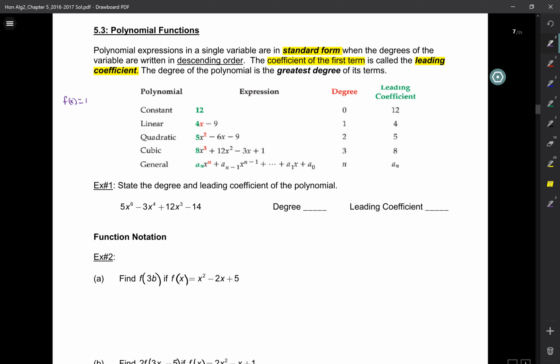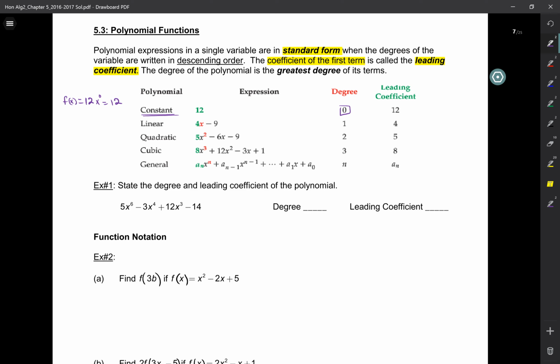f of x is equal to 12x to the power of 0. Now that's a polynomial equation because it's got an exponent of a whole number, 0. But what's x to the 0? 1. So really that's just 12. That in itself, f of x equals 12, is a polynomial function. And because the highest exponent, the degree, is 0, we call it a constant function.